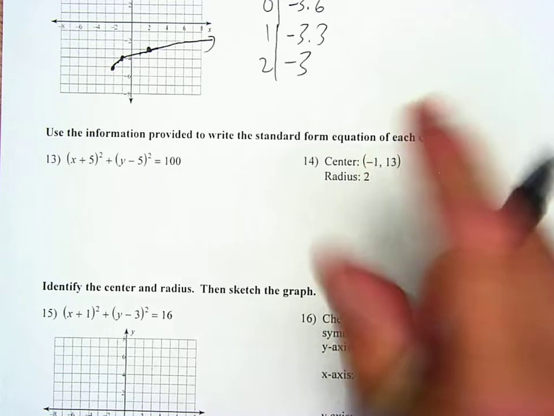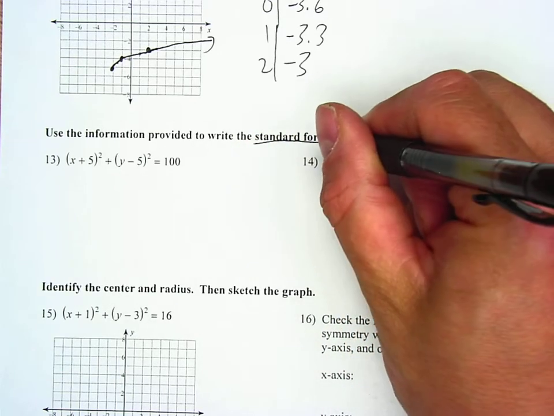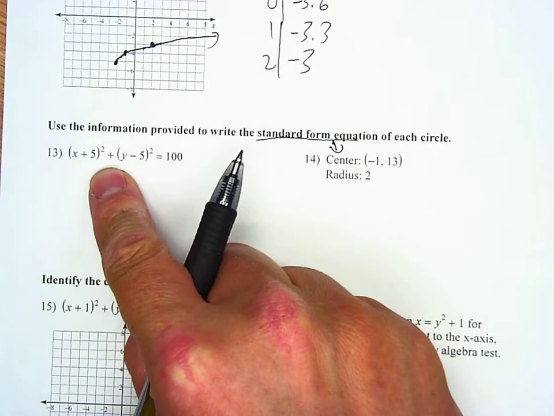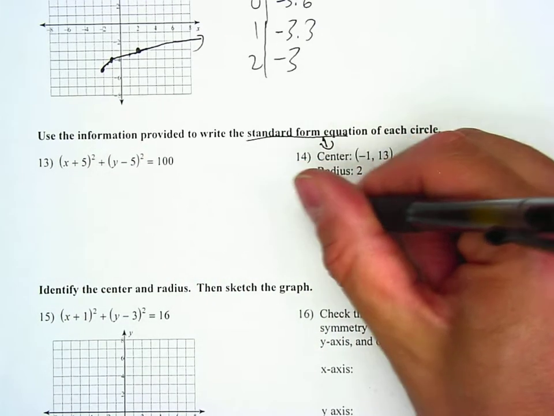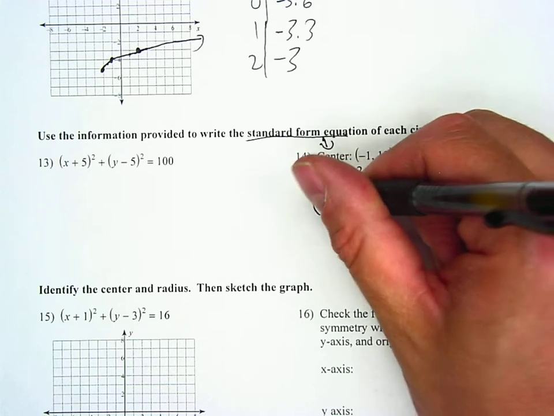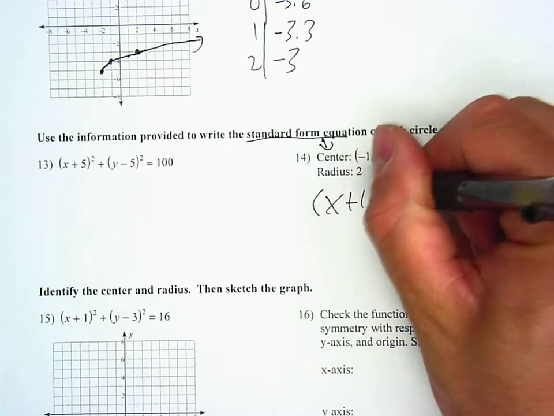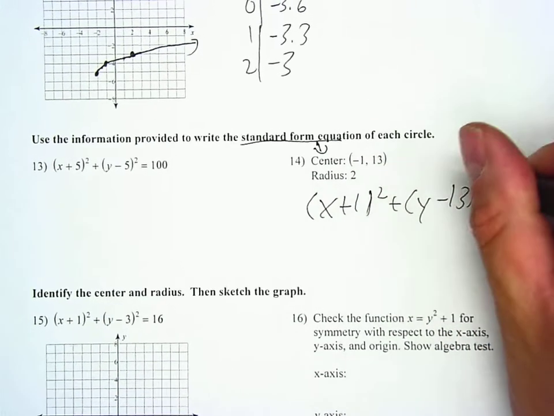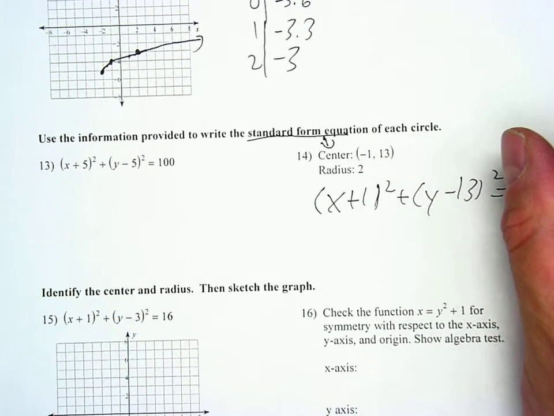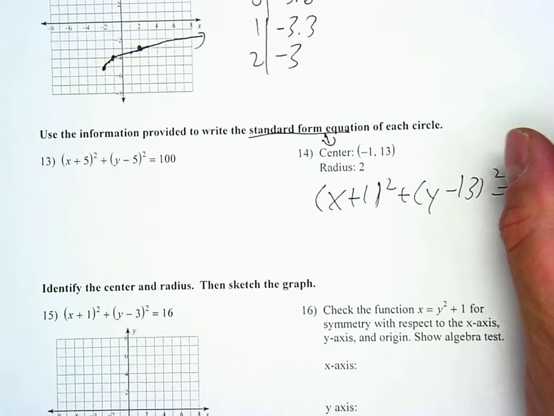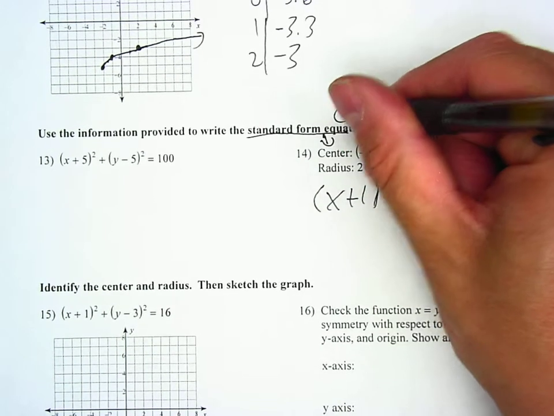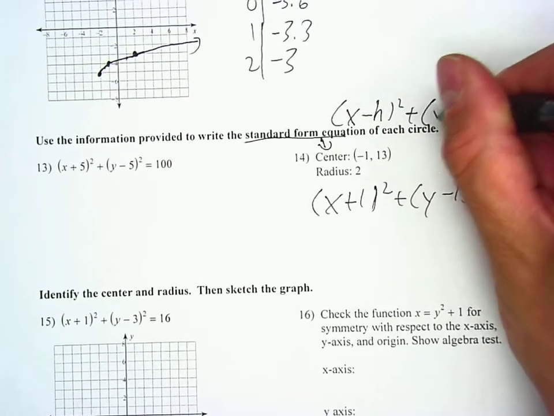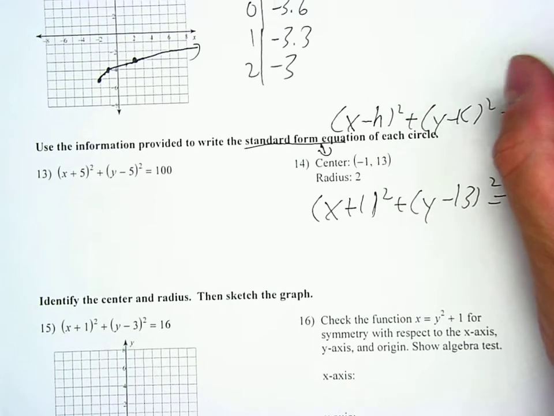It says write the equation in standard form. That's actually the instruction for number 14. So here's what a standard form equation of a circle looks like. So we're going to have here on number 14, I'll come back to 13 in a second, (x + 1) squared plus (y - 13) squared is equal to 4, because 2 squared is 4. So our standard form for equation of circles is (x - h) squared plus (y - k) squared equals r squared.